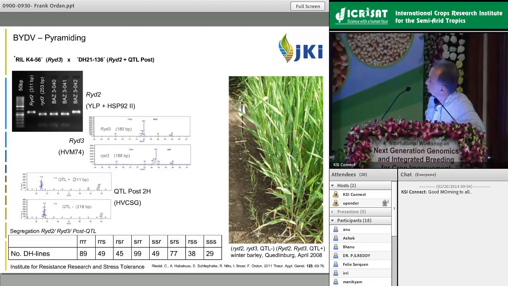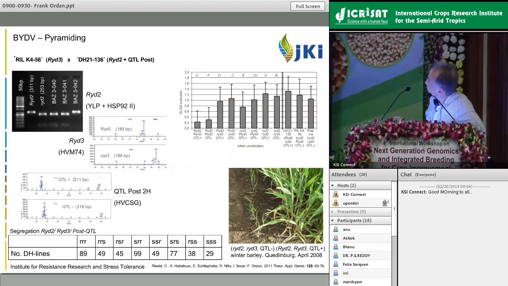And now to make a long story short, you see the results here. On the left-hand side, you see a line carrying all negative alleles at these 3 loci after artificial infection, while on the right side, you see a line carrying all positive alleles. And what's more important, I've talked about tolerance, but if we combine RYD2 and RYD3, we see a considerable reduction of the virus titer, which means combination of these alleles led to quantitative resistance instead of tolerance.